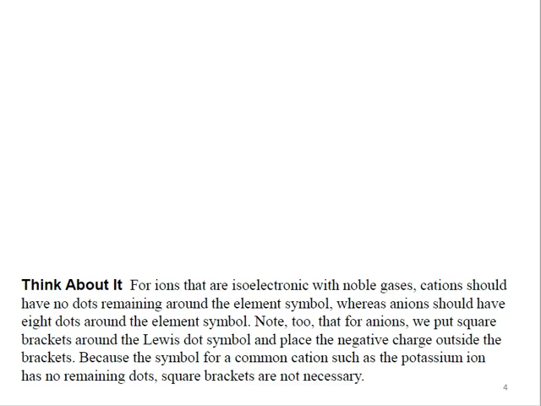Note that for anions we put square brackets around the Lewis dot symbol and place the negative charge outside of those brackets. And also, because the symbol for a common cation, such as the potassium ion, has no remaining dots, then square brackets are not necessary. And then as I mentioned on the last slide, sometimes people just put them in there. Different models will put them in there. And that's okay.